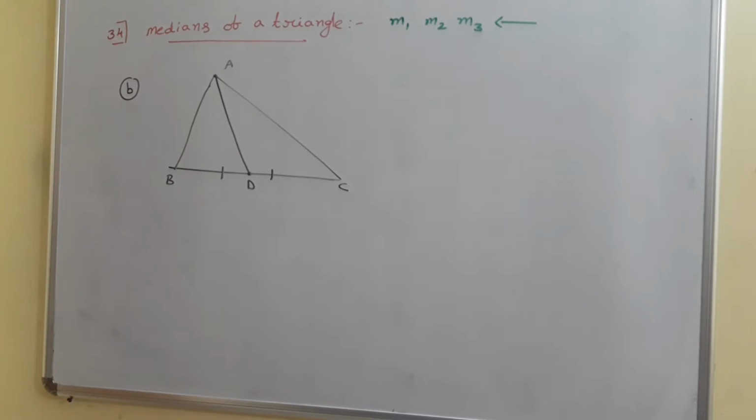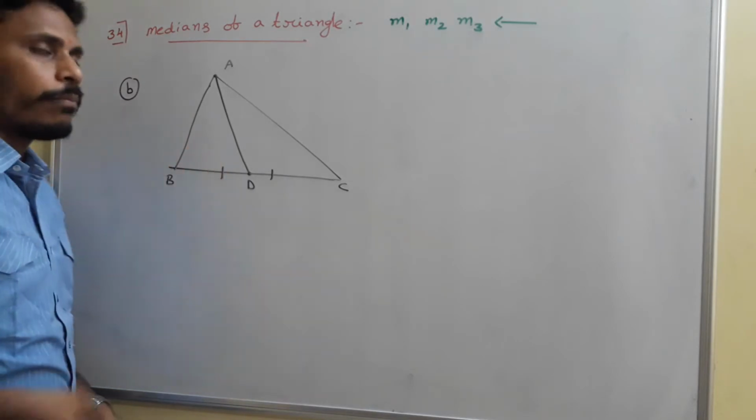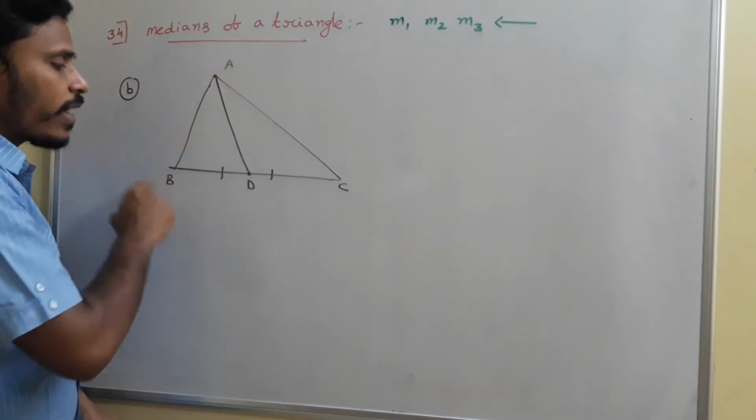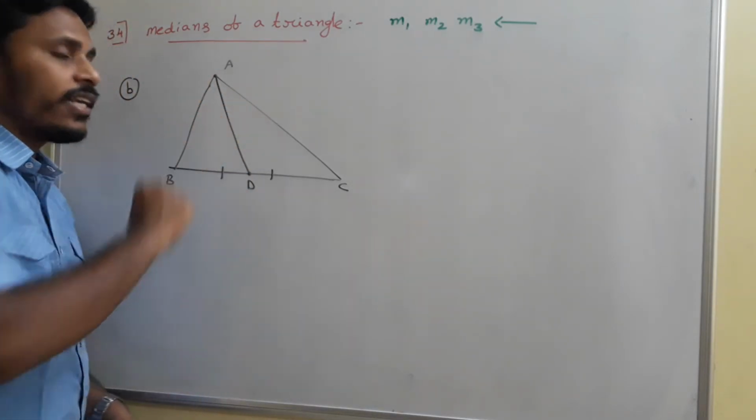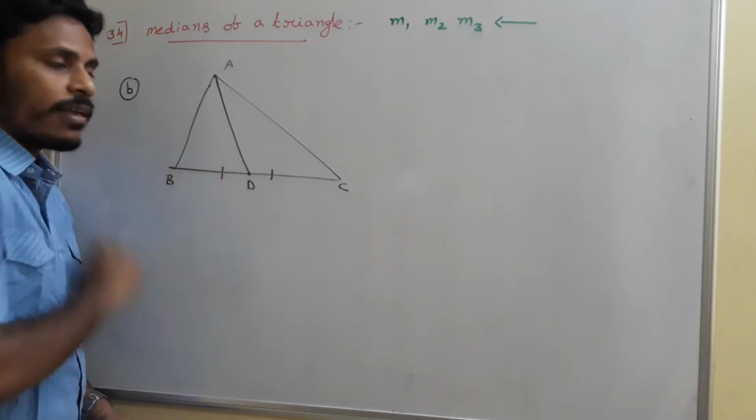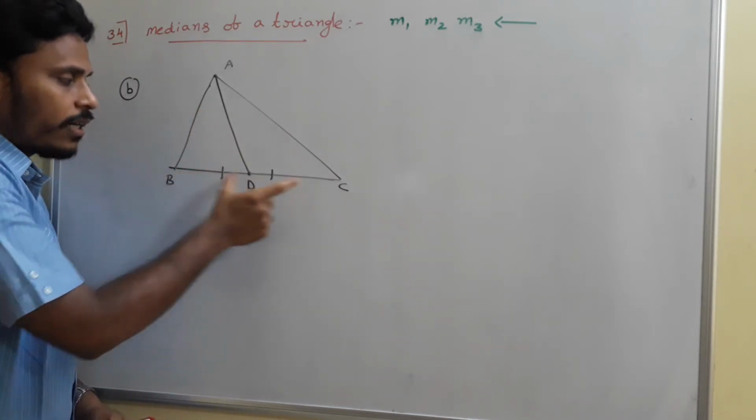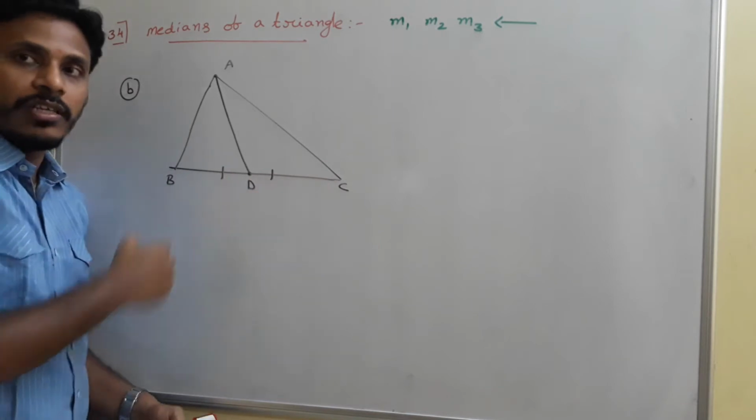Just look there, a bit related to the medians and midpoints based on the areas. Suppose we have a triangle ABC and AD is the median. Since AD is the median, this BD and this DC both are equal, right? Because D is the midpoint.